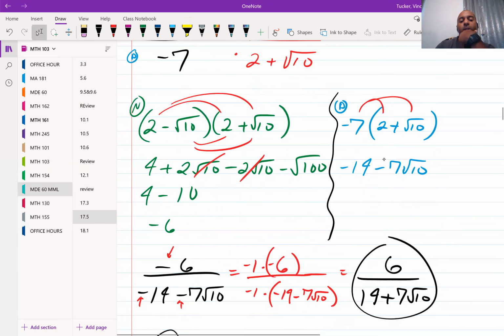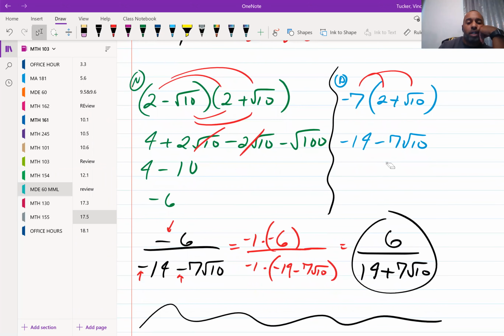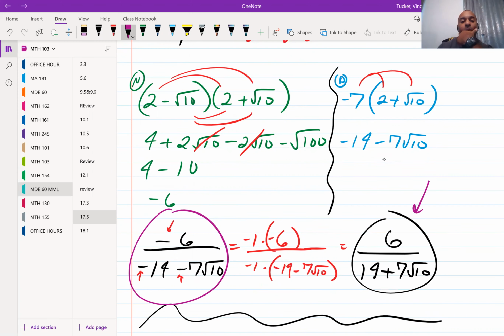So let's finish it off. We have -7. I mean, not -7, -6. That's our new numerator, over -14 minus 7 over the square root of 10. And so what I was saying here is that this could be your answer, or if they don't want negatives, if you multiply top and bottom by -1, that will get rid of the negative in each term. So either one of these could be the answer.